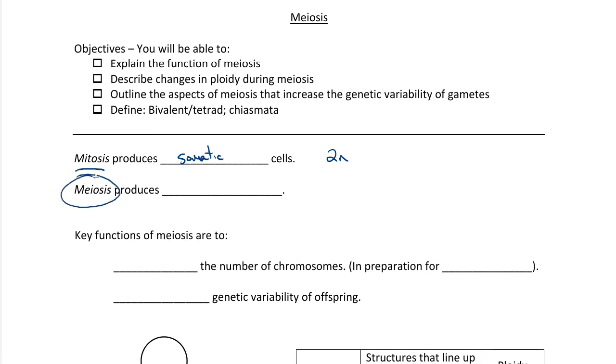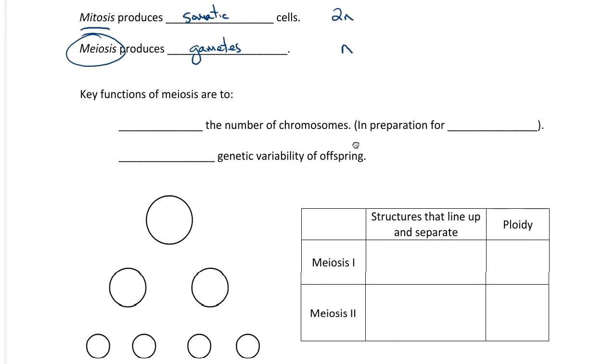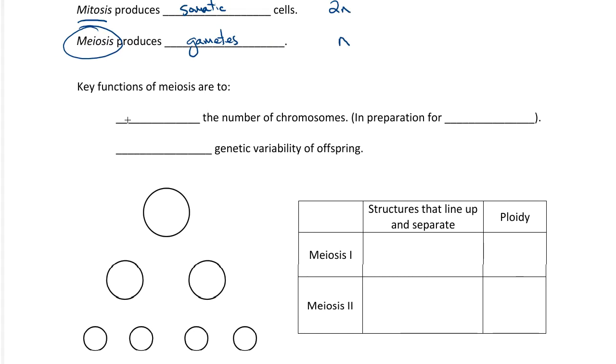In contrast, meiosis, which we're talking about in this lesson, produces gametes, the sperm and egg cells. And gametes have to be haploid, or 1N. They contain only one complete set of chromosomes, because at fertilization, a sperm and an egg cell will join together, and that will recreate the diploid state. So in order to have genetic information from a mother and a father passed to the offspring without doubling the number of chromosomes, we need to have that halved first. So one of the key functions of meiosis is to halve the number of chromosomes. And again, that's in preparation for fertilization.